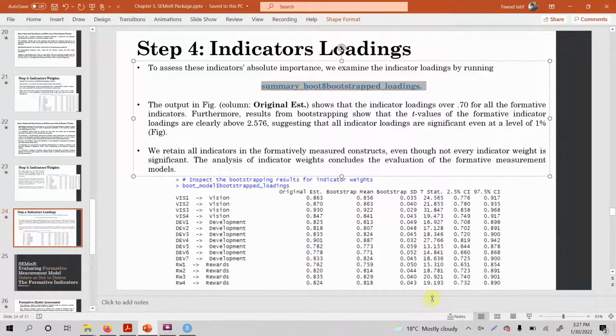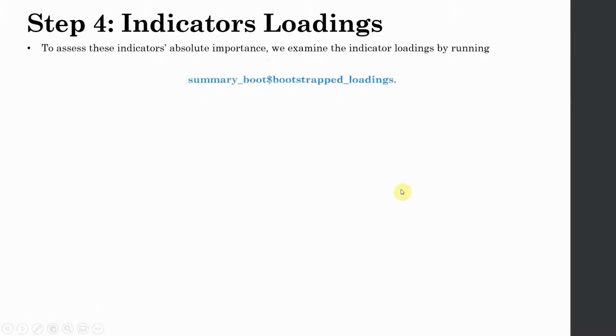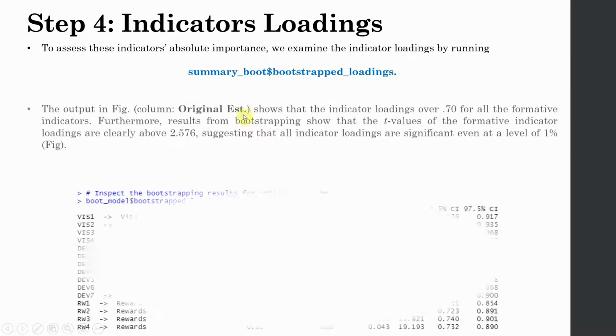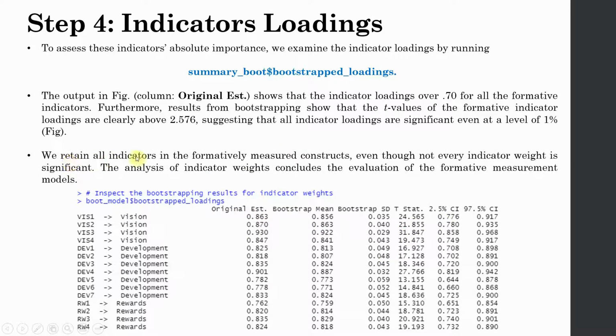Moving on. Now that we have assessed the loadings, look at this output. We have assessed the output as well. We retain all the indicators in the formatively measured construct, even though not every indicator weight is significant. Although the weight wasn't significant for Vision 1, Dev 1, Dev 2, Dev 3, we still retain them. Why? Because the absolute contribution is high and they are significant as well.